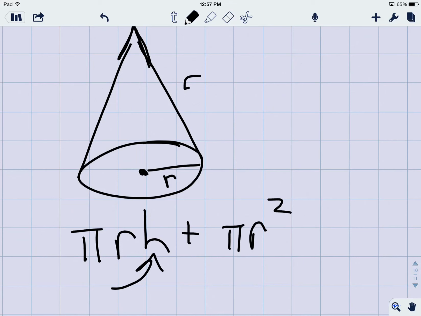Yes. Okay, so let's assume that the slant height here is 5 inches and the radius is 3 inches. Tell me what the surface area is. Go.